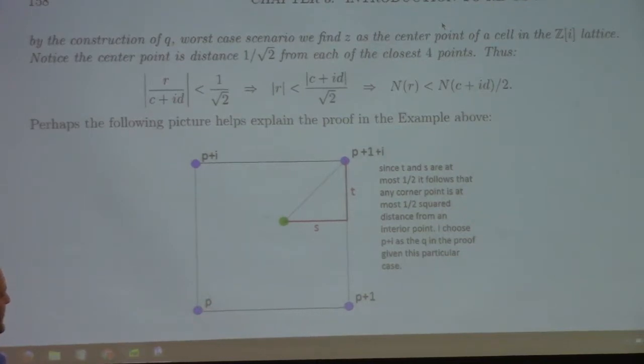I think that norm is actually distance here, isn't it? Or is it distance squared? Distance squared. So I might actually be using distance in this argument. I forgot. But certainly the distance squared would be at most 1/2 squared plus 1/2 squared. The distance squared would be at most a half.